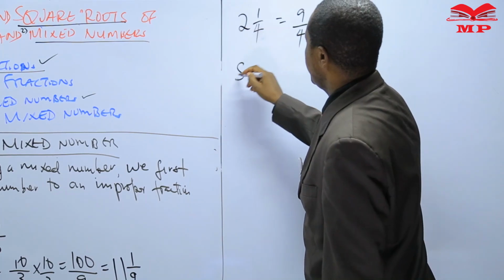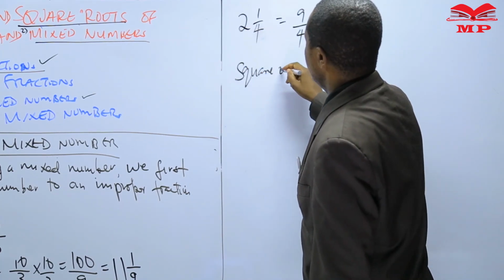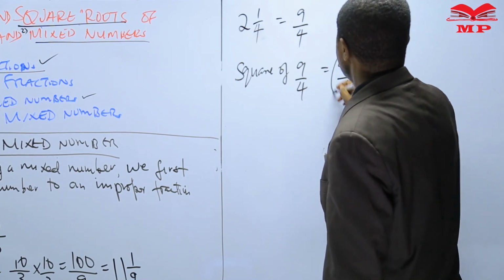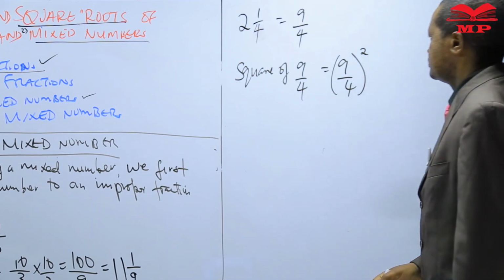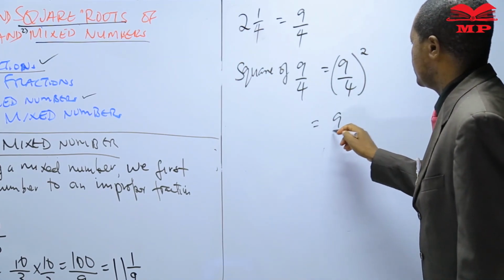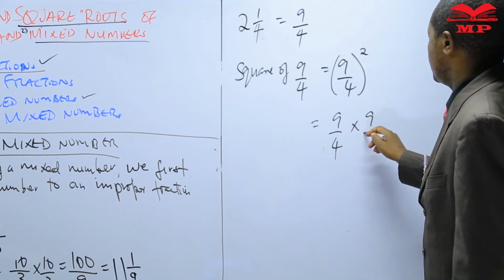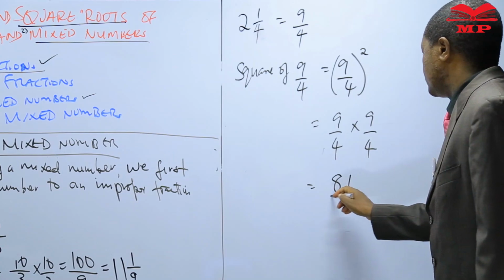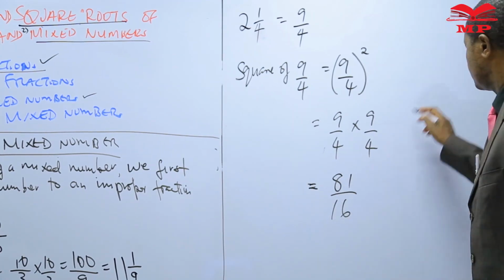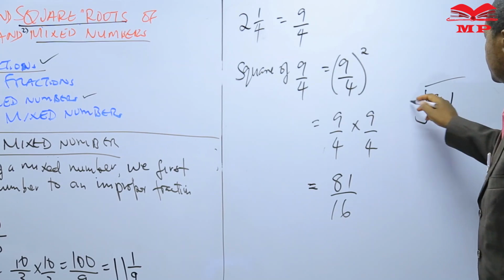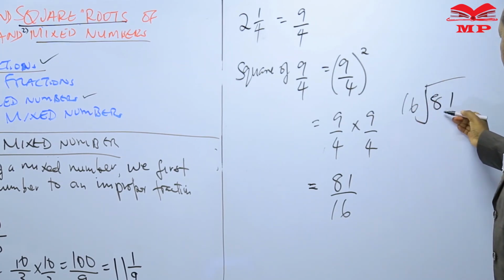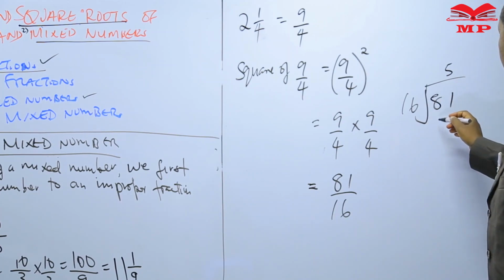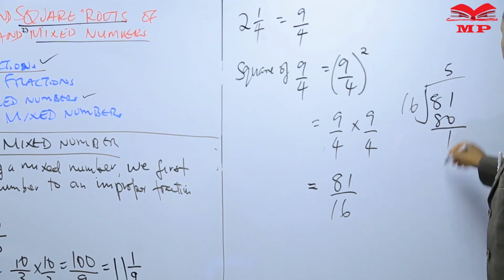So the square of 9 over 4 is equal to 9 over 4 squared, which is equal to 9 over 4 times 9 over 4. This is equal to 81 over 16. 81 divided by 16. 16 goes into 81 5 times. 16 times 5 is 80, remainder 1.